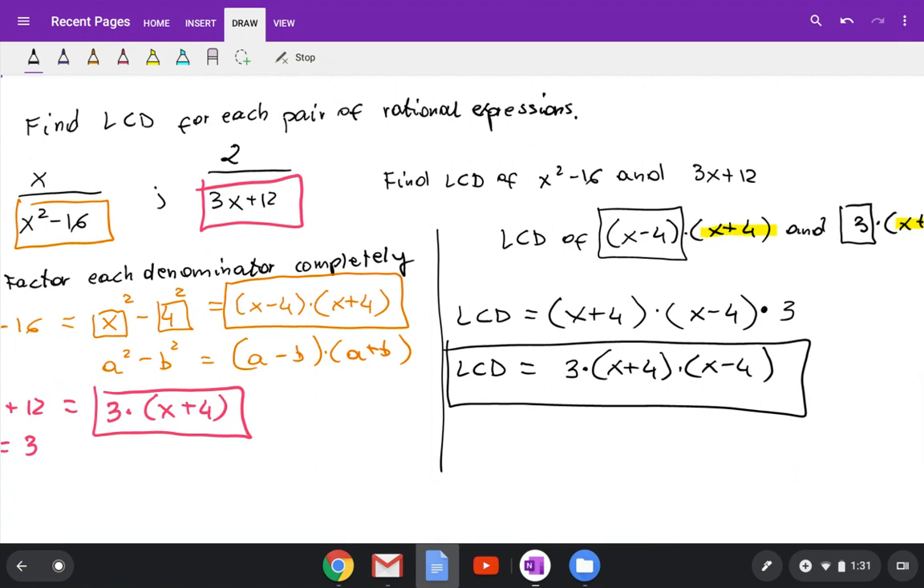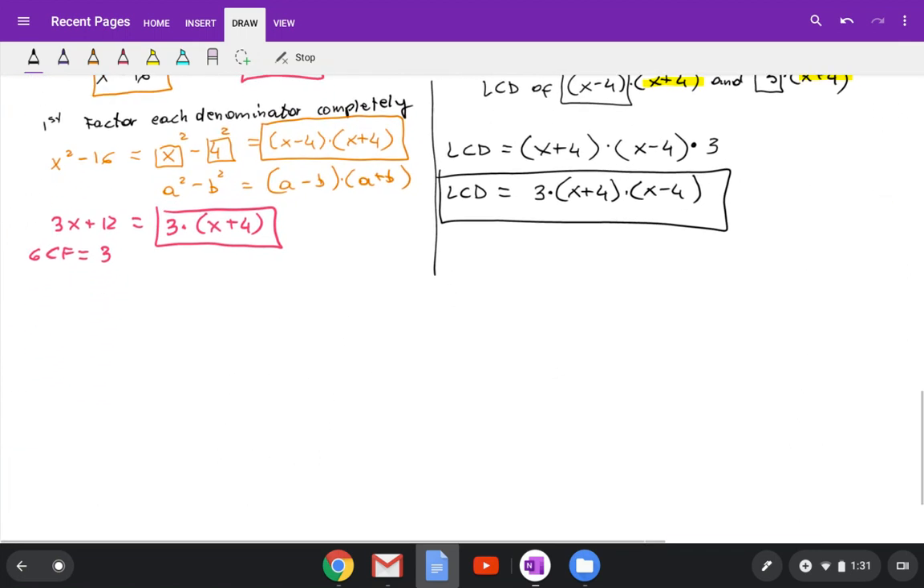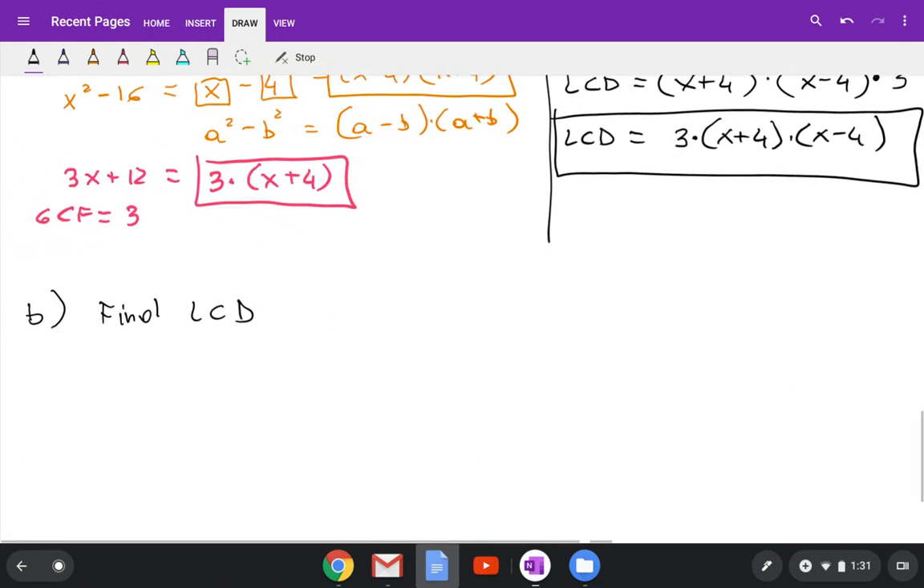Okay, let's do more. Example B. So find the least common denominator of those two rational expressions. We have 6 over t squared plus 5t minus 14. And the second rational expression is 8 over t squared minus 3t plus 2.